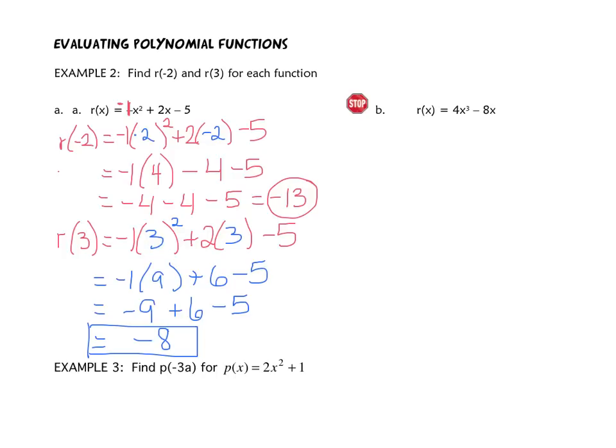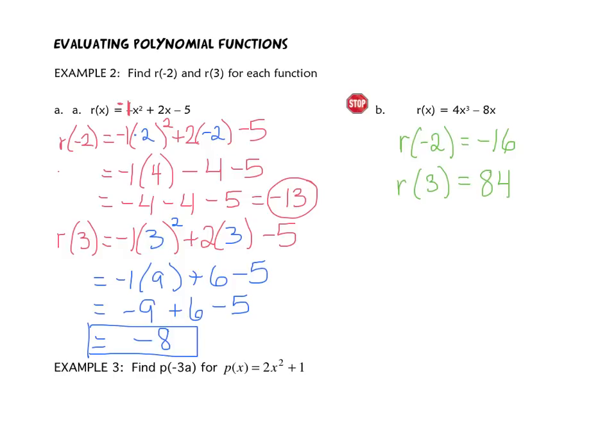Okay, I would like you to try B on your own. You have a new r of x. It's 4x to the third minus 8x. I would like you to find r of negative 2 and r of 3 for that function. Okay, there are the answers to part B. So if you did not get those, please make sure to ask in class tomorrow.